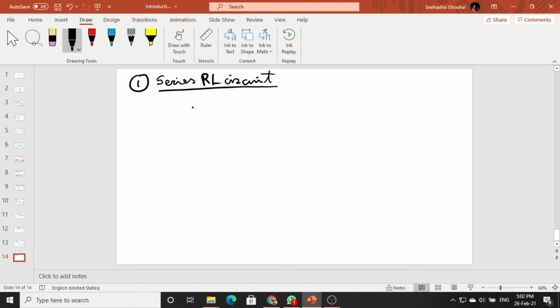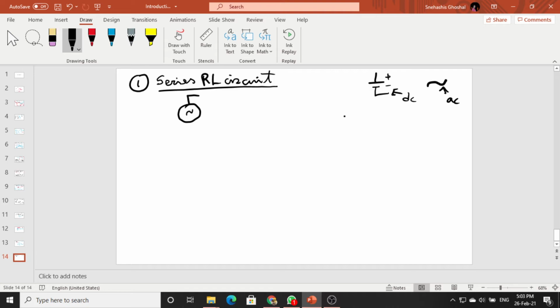So let us draw one circuit for the sake of analysis. So this is your supply. Now in case of DC, we represent it through a battery. This is the positive plate, this is the negative plate of the battery. In case of AC, we represent the source by this symbol. Whether it is a current source or voltage source, the symbol is this one. So this means DC, this means AC.